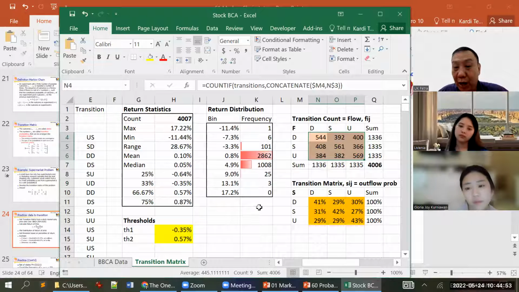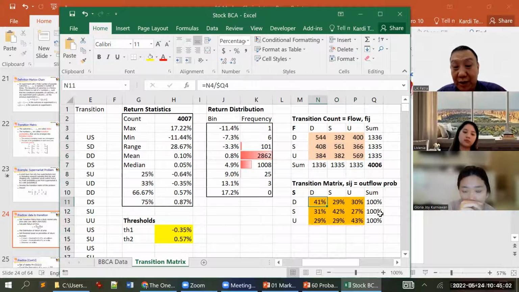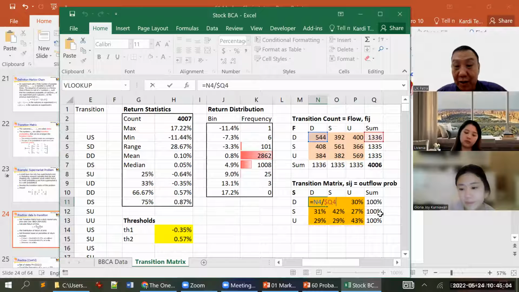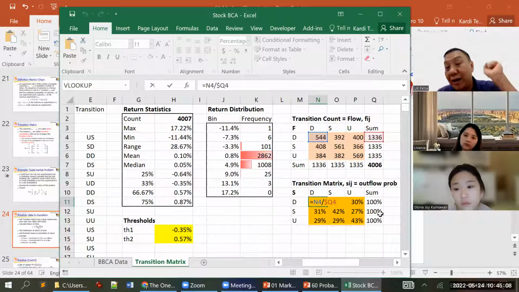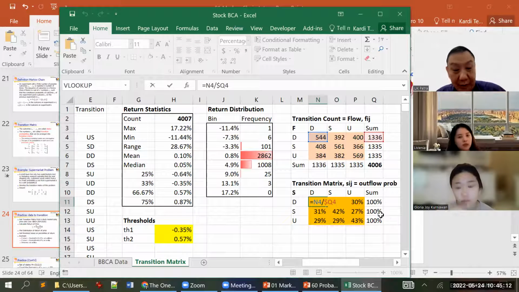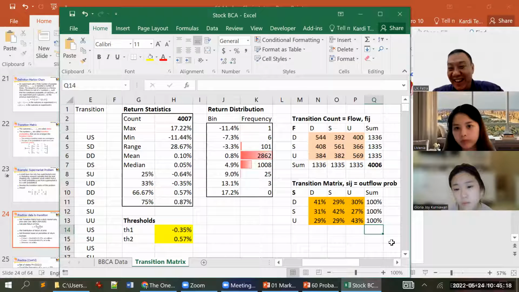So what I will do is get the outflow probability. The transition matrix of the Markov chain is basically the outflow probability. You see, easy to get. That means that value divided by the sum on the right side. Of course, with that you get all 100%. You get the transition matrix, you get the Markov chain.